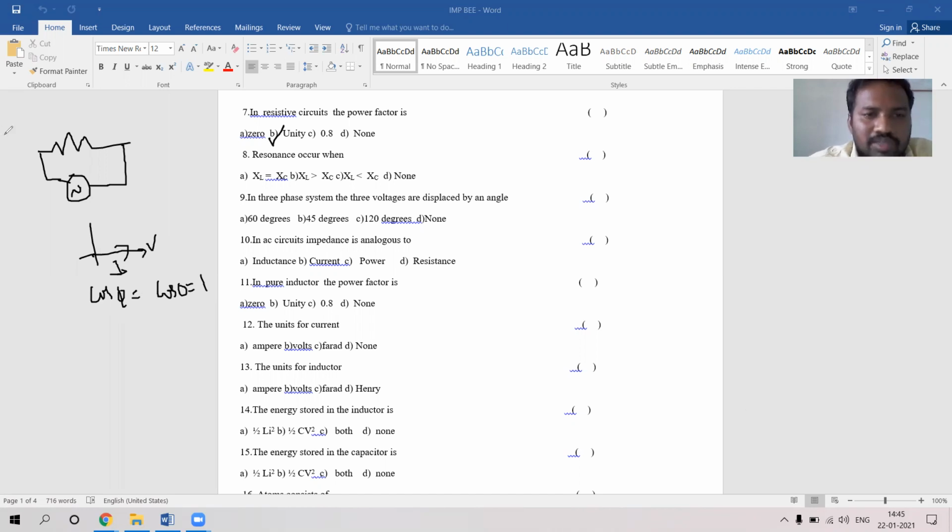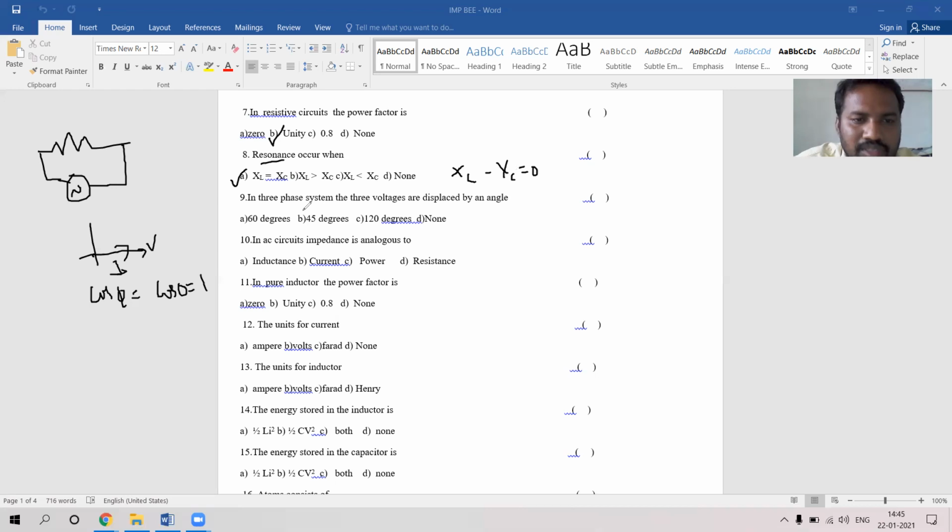Now coming to 8th question, resonance occurs when? At resonance, the net inductive and capacitive reactance is eliminated. That means XL minus XC is equal to 0. XL minus XC is 0 means the total net reactance is 0. When it shifts this side, you will get XL is equal to XC.